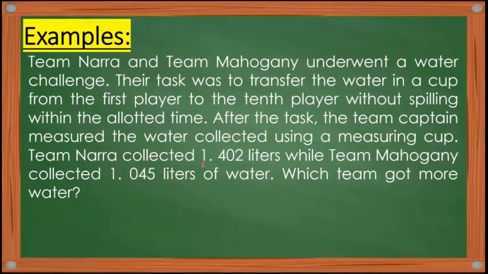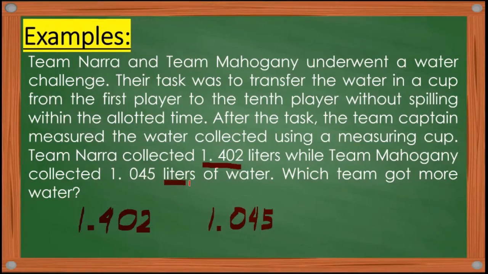Team Nara collected 1.402 or 1 and 402 thousandths. And then while Team Mahogany collected 1 and 45 thousandths. Both of them have the unit of liters. Take a look. The question is, which team got more water?